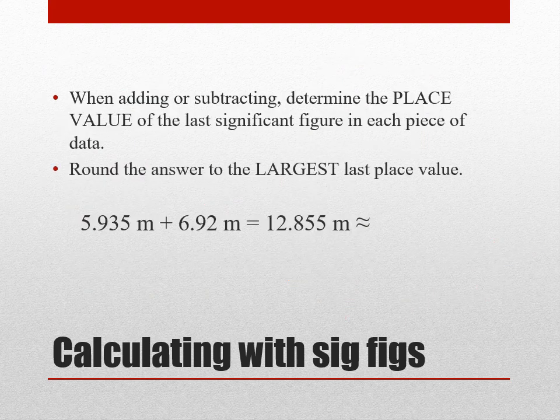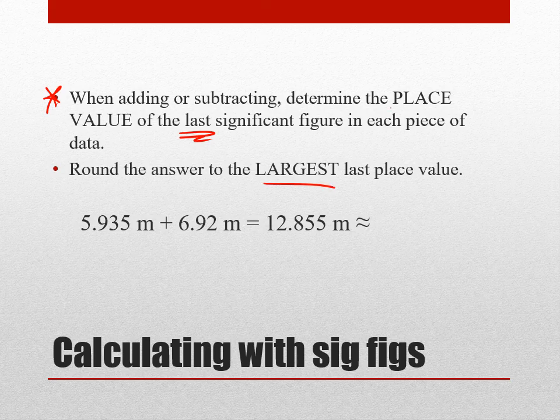All right. Adding and subtraction, I think, are harder. So different set of rules when we add and subtract. What we're going to do is look at the place value. That's why I had that place value chart way back at the start of this lecture. So we're going to look at the place value of the last significant figure in each piece of data, and then we're going to round the final answer to the largest, which doesn't make any sense until we practice it.